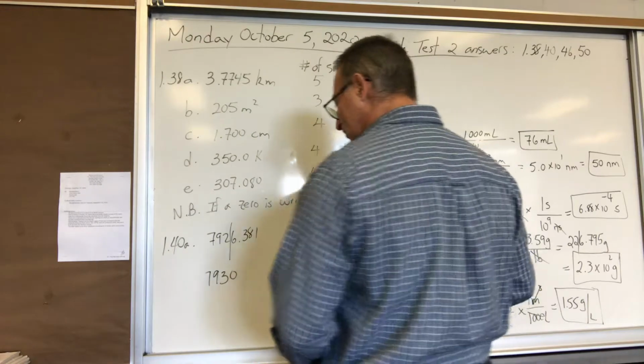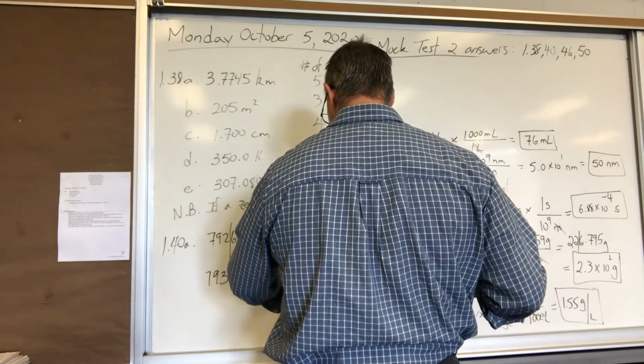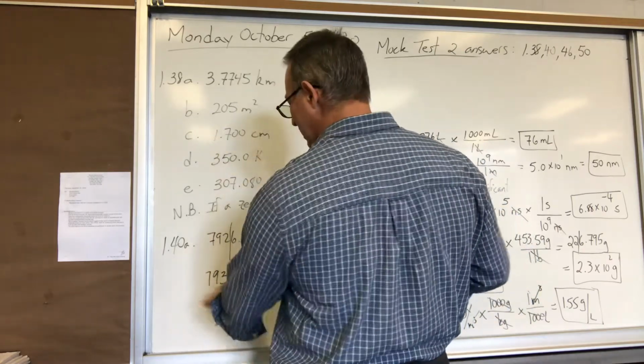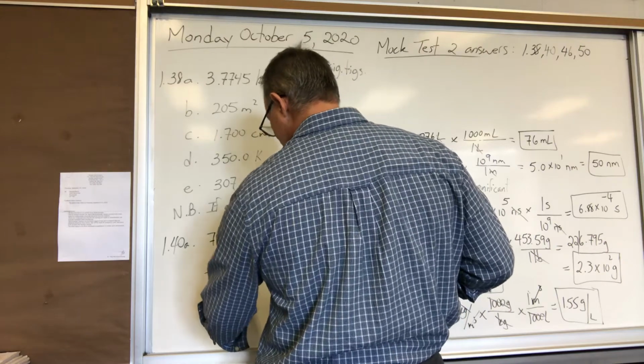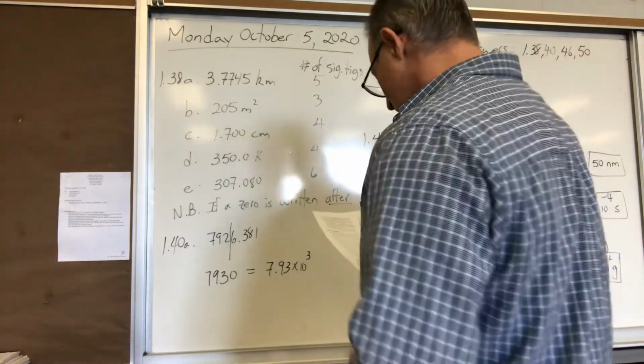That's 3 significant figures, or you could express it as 7.93 times 10 to the power of 3. Both of these would be correct. If I was to put a decimal place here, that would become 4 significant figures. But because I didn't put the decimal place, that's only 3 significant figures. You don't count that 0.